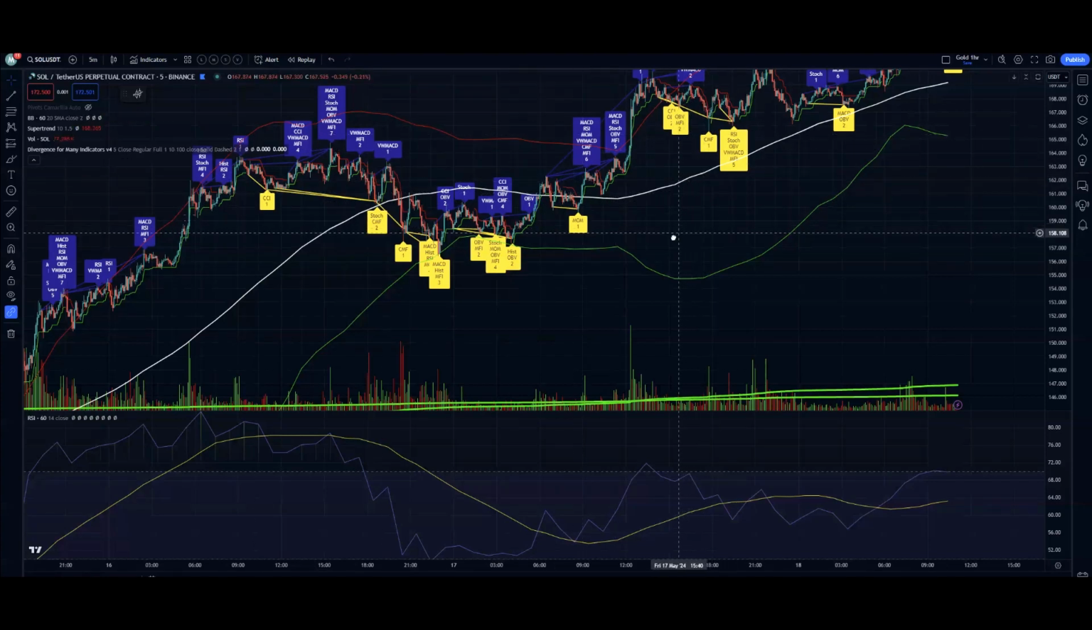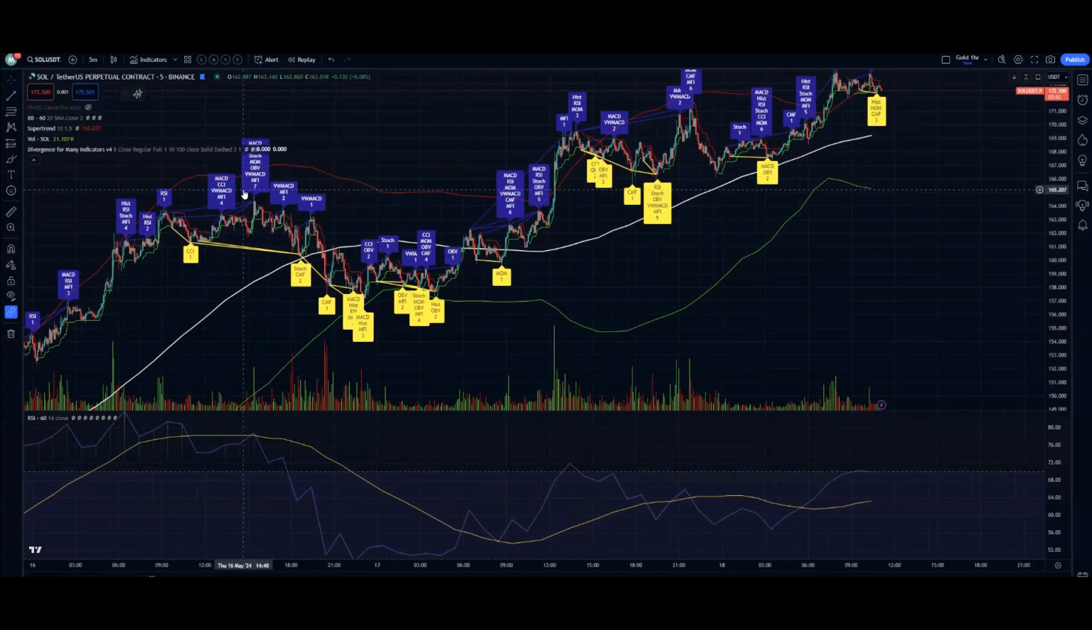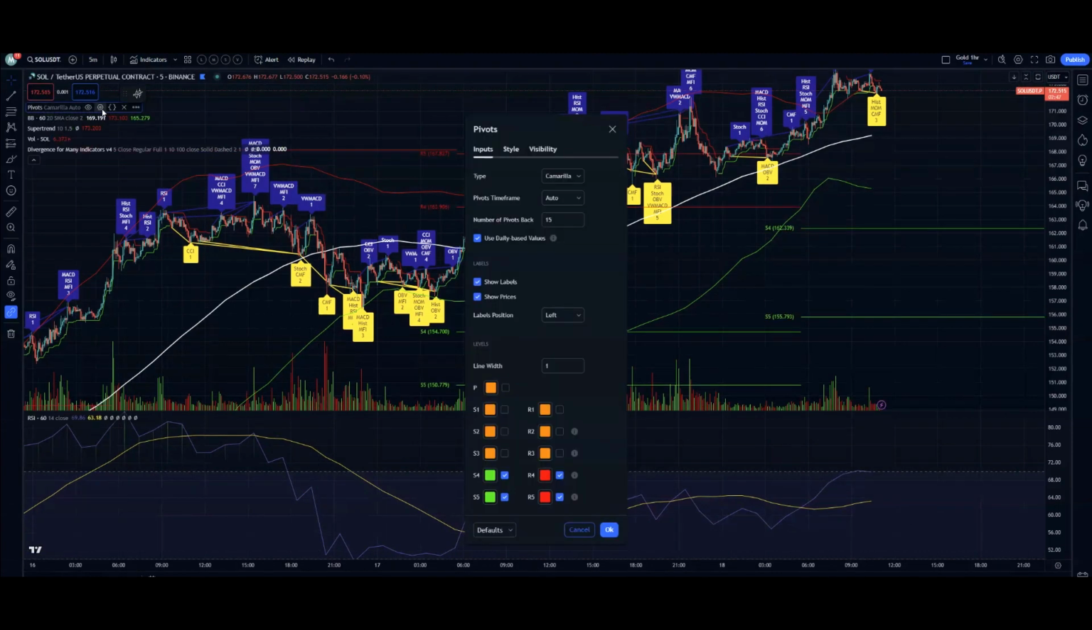Yeah, so this is the Confluence strategy. Firstly, let me go through the parts. So we have the pivots. We have selected the Camarilla pivots because they work pretty well. Use daily values and select the S4, S5 and R4. So if that remains, that's fine.